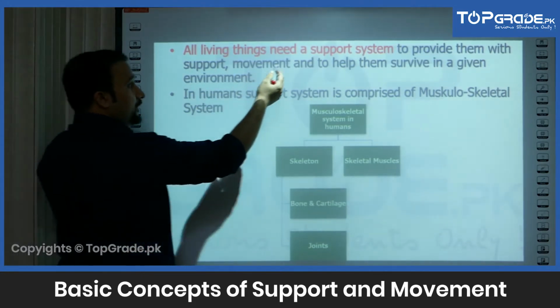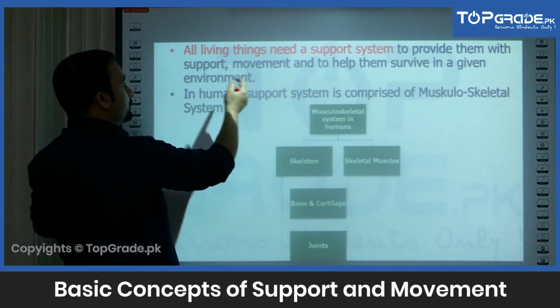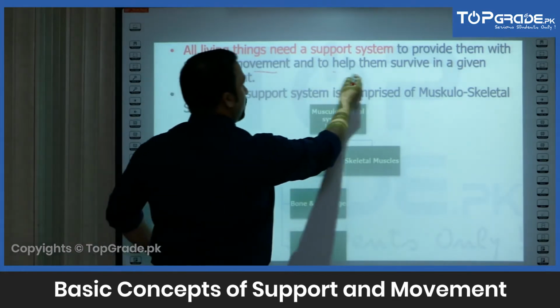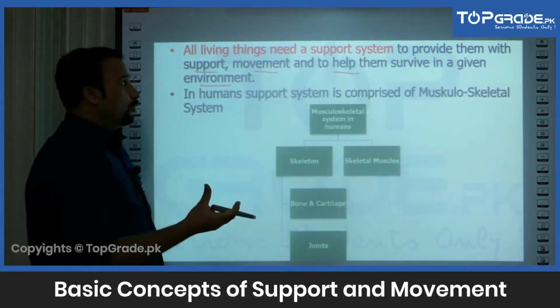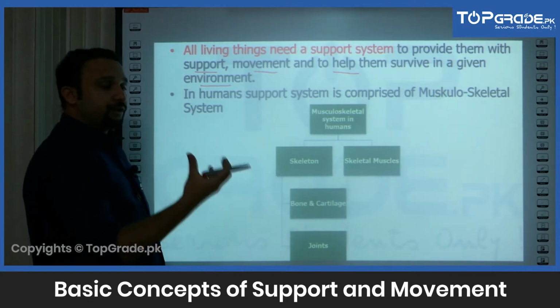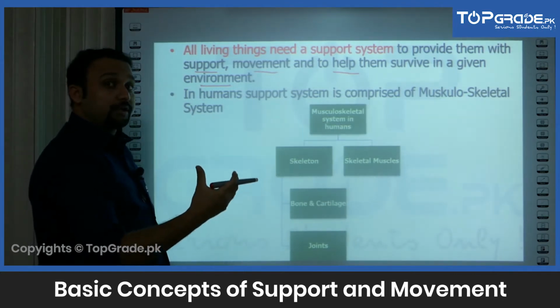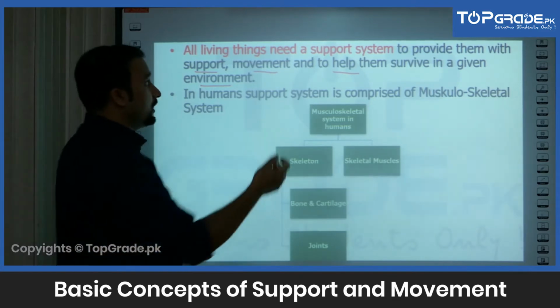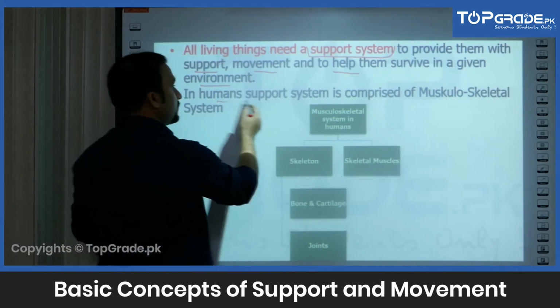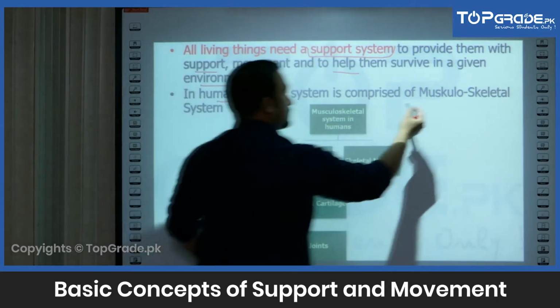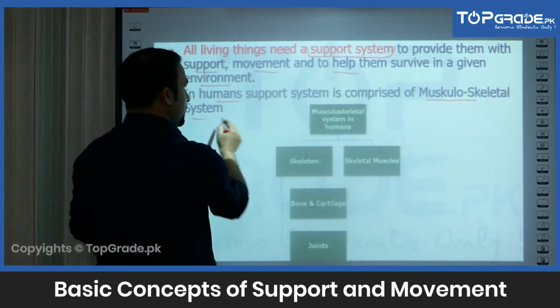All living things, they need a support system to provide them with the support, movement and to help them survive in a given environment. जितने भी लिविंग थिंग्स हैं उनको कह लें कि अपने मूव करने के लिए और सपोर्ट के लिए और किसी भी गिवन एनवायरनमेंट में सर्वाइव करने के लिए बेसिकली सपोर्ट सिस्टम की ज़रूरत होती है, और जो ह्यूमंस में सपोर्ट सिस्टम है उसको हम कहते हैं वो मस्कुलोस्केलेटल सिस्टम है, राइट.